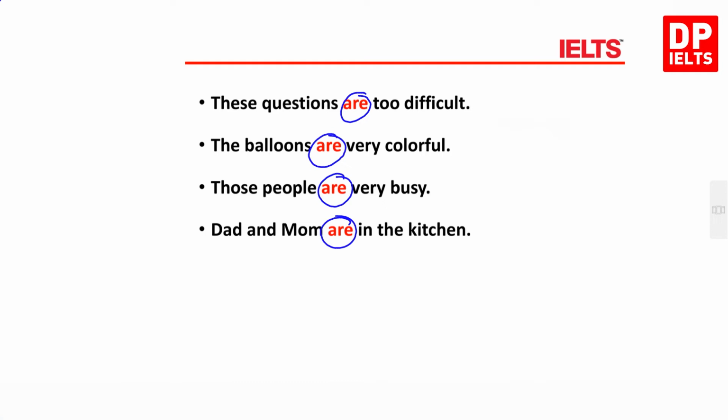ரைட், இதில் பார்த்தீங்கன்னா these questions, இந்த கேள்விகள், plural, பன்மை. Therefore நாங்கள் அதோட are helping verb யூஸ் பண்ணியிருக்கிறோம். பிகாஸ் is வந்து சிங்குலர் கூட யூஸ் பண்ணுற மாதிரி are we use with plural. The balloons, பலூன்கள் plural. ஸோ அதனால நாங்கள் are யூஸ் பண்ணுவோம். Those people, அந்த நபர்கள், people, ஆட்கள், plural. அதனால நாங்கள் are என்ற helping verb இதில் யூஸ் பண்ணுறோம். Dad and Mom, இருவரும், ஸோ ஒன்றுக்கு மேற்பட்டது plural, therefore we use are.